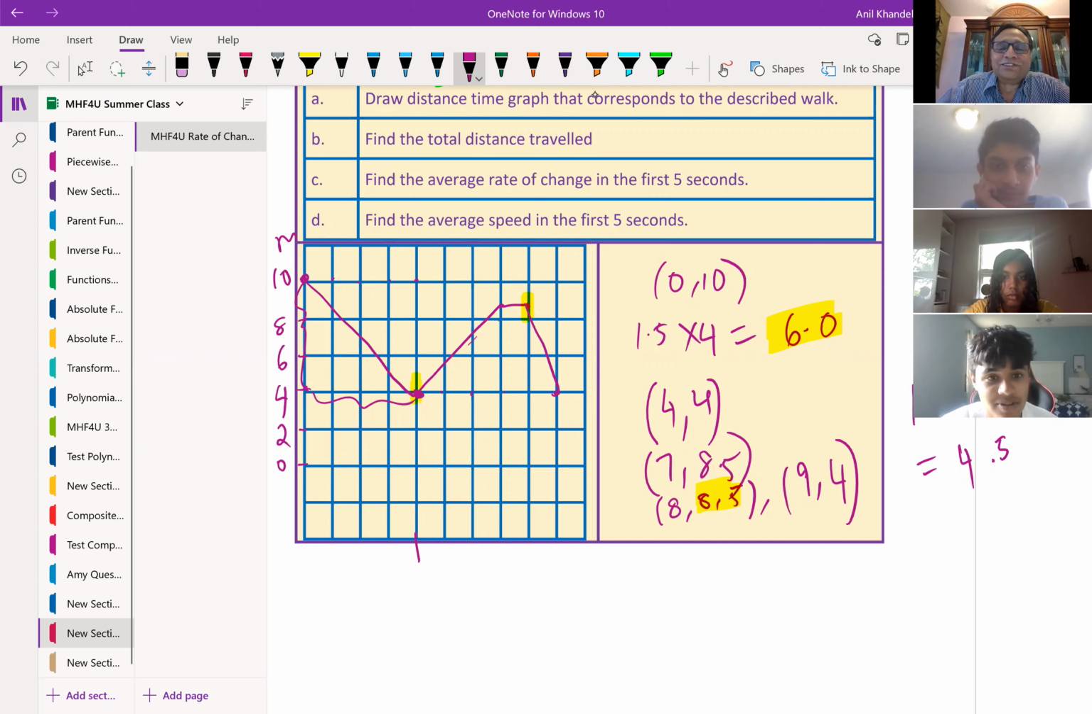So then he walks away. The distance is increasing, so away from the sensor. He walks away from the sensor at a constant rate of 1.5 meters per second. For how much time? For 3 seconds, and then he walks towards the sensor.